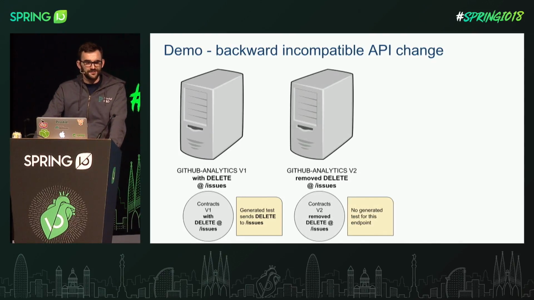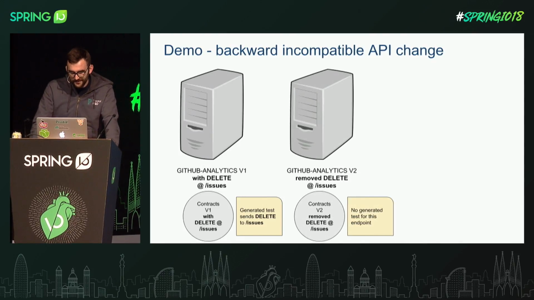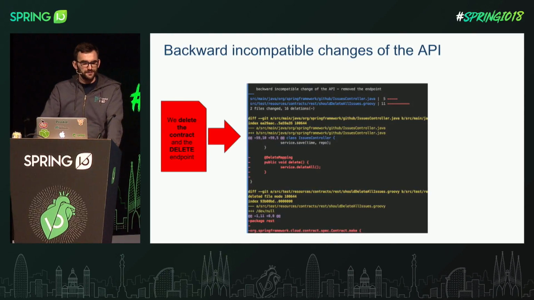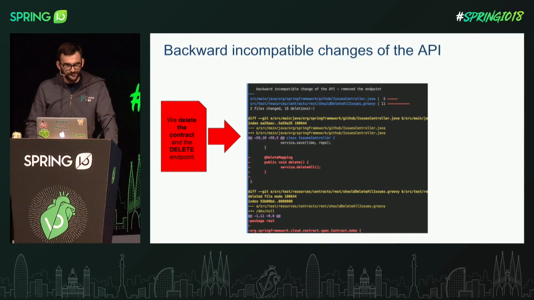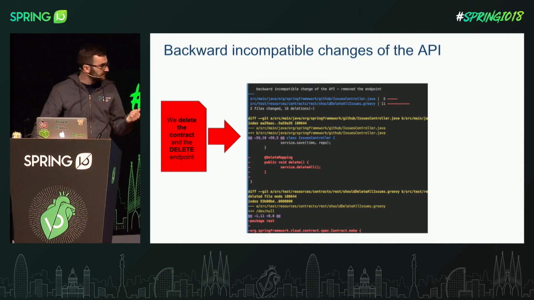And again, we have somebody who's insane and decided to remove the endpoint, because why not, right? So the endpoint got removed, the contracts got removed, so there are no auto-generated tests, right? Sad situation. And if you don't believe me, I put a git diff on the slide to show you that I really deleted that, right? No delete mapping, no contract.